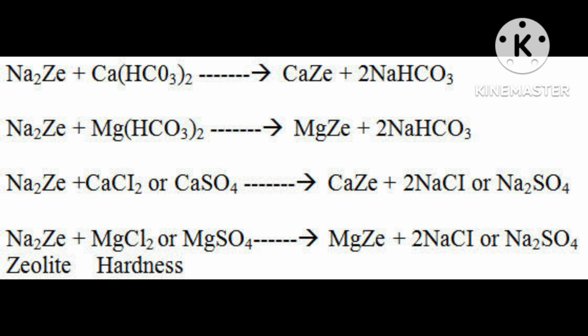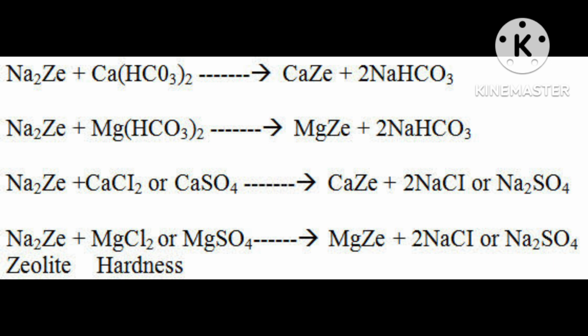Here I am telling you how to remove this temporary hardness. It is a very easy method: simply by boiling. Take the water and boil it. During boiling, the soluble magnesium bicarbonate, Mg(HCO3)2, is converted into insoluble magnesium hydroxide. Suppose magnesium bicarbonate is present in water, then after heating it will convert to insoluble magnesium hydroxide.